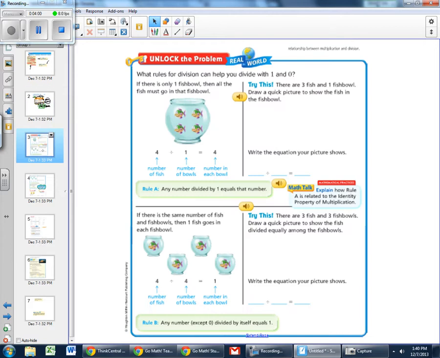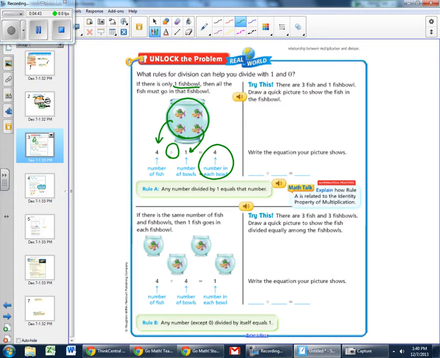Diving into our lesson for today, you need to have your Go Math book on page 243. And thinking about our essential question again at the top of the page: what are the rules for dividing with 1 and 0? What rules for division can help you divide with 1 and 0? If there's only one fishbowl, then all the fish must go in that fishbowl. Okay, that makes sense. We have a total of 4 fish here in our fishbowl. So here's your number of fish divided by the number of bowls gives you the number in each bowl.